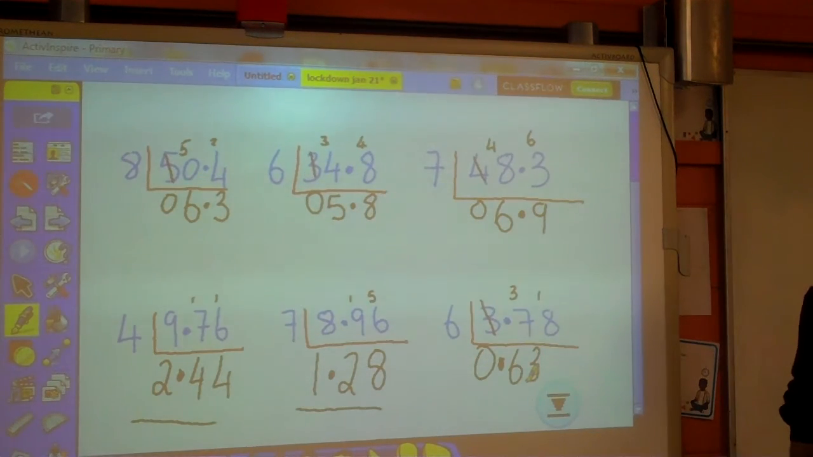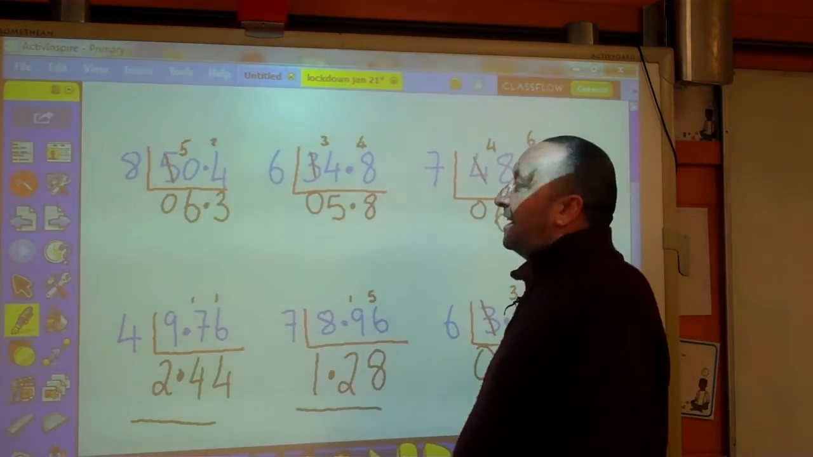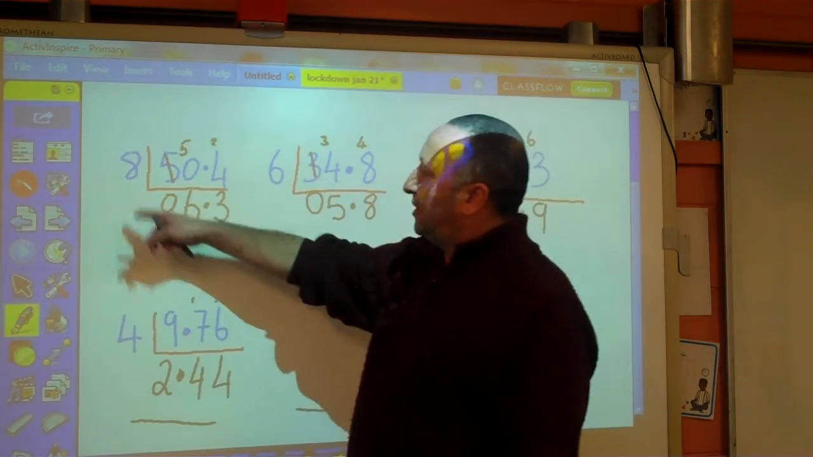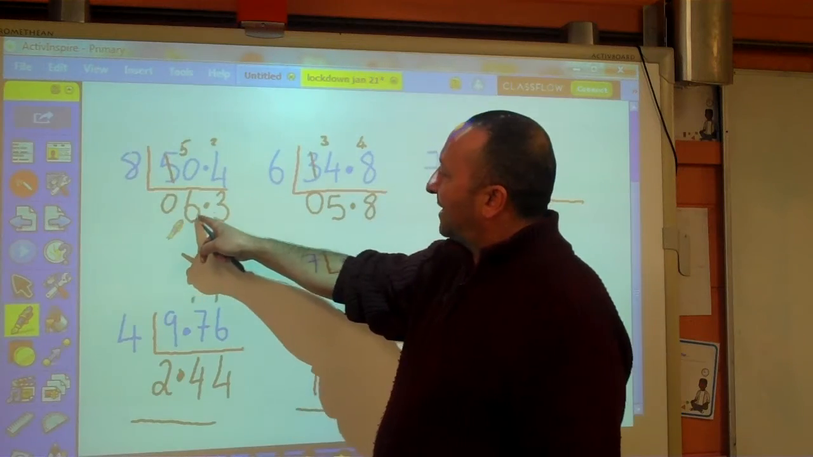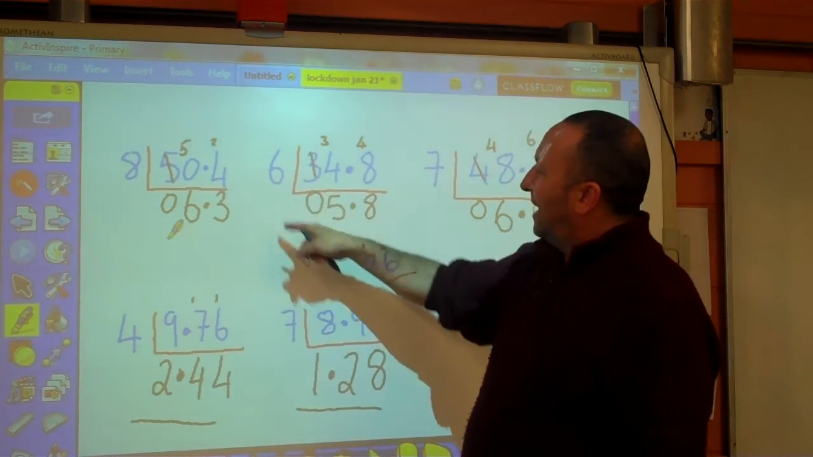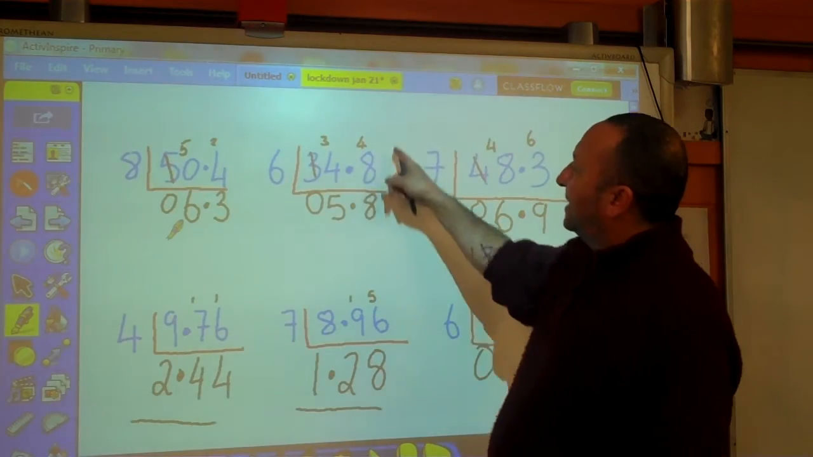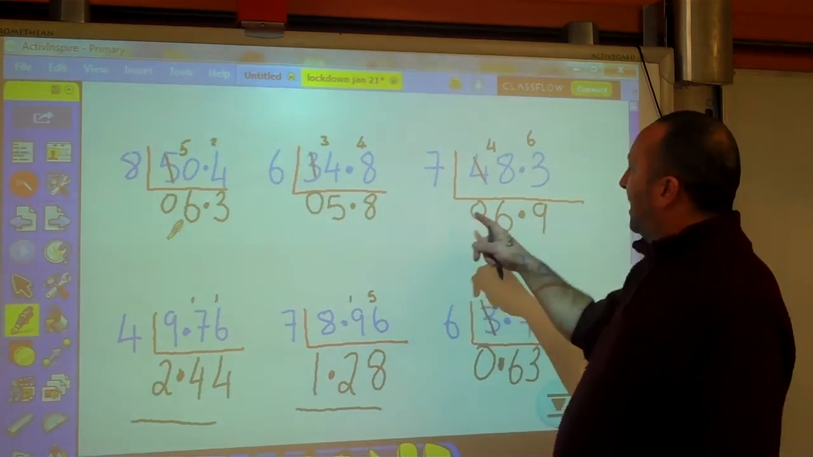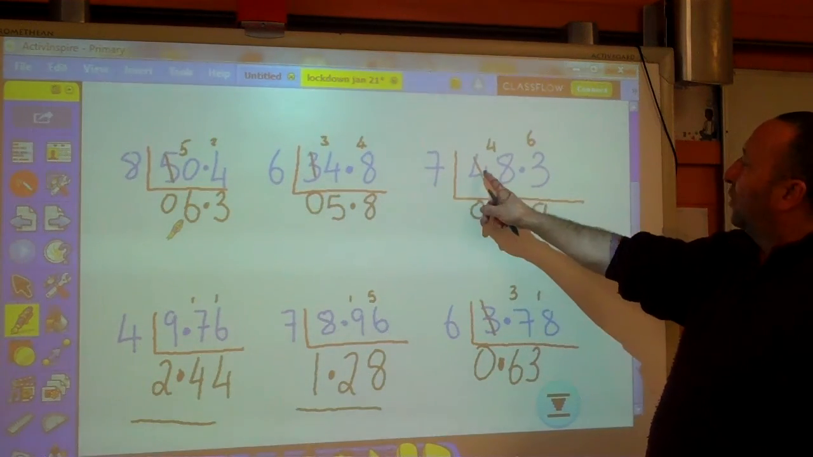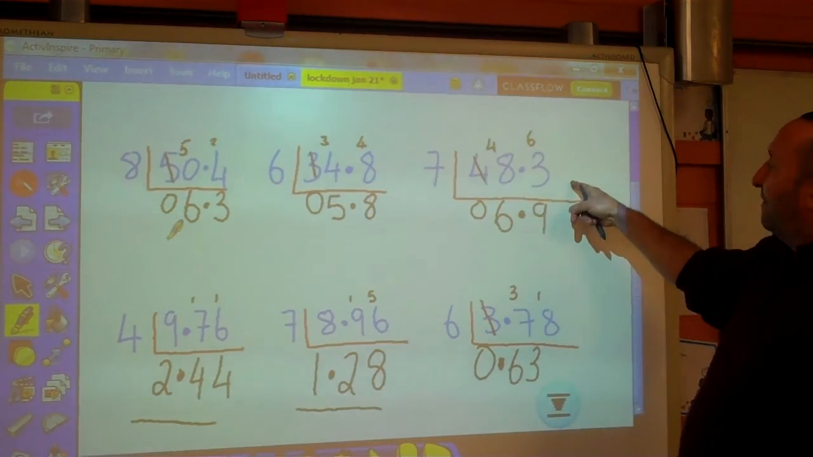If you're asked to prove that your answer is right, well the answer that we have formulated here means that if you take 8 and multiply it by 6.3, you're going to get 50.4. If you take 6 and multiply it by 5.8, you'll get 34.8. If you have 7 and you multiply it by 6.9, you will also get 48.3.